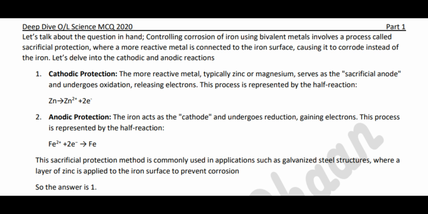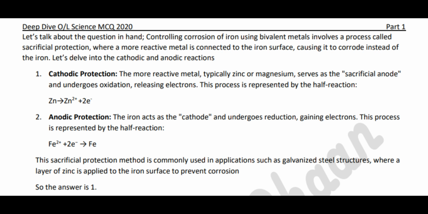The iron acts as the cathode and undergoes reduction, which is getting electrons, right? Gaining electrons. This process is represented by the half reaction: Fe2+ and 2 electrons, they get the 2 electrons, then become Fe. So the iron acts as a cathode and undergoes reduction, gaining electrons. This process is represented by Fe2+ and 2 electrons, and it becomes Fe.